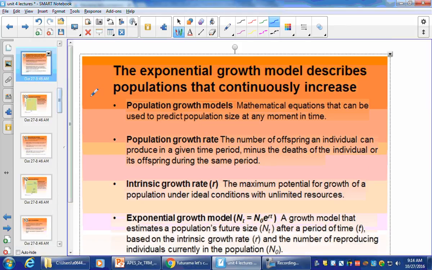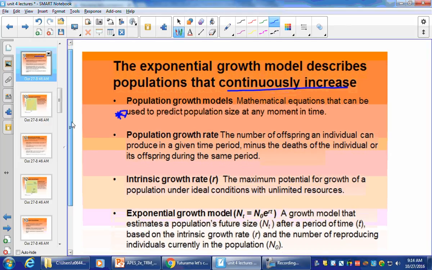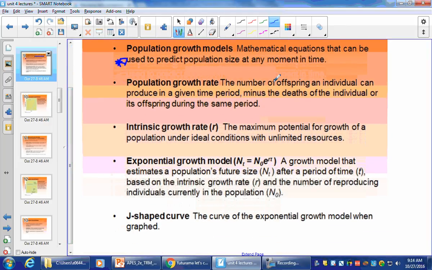All right. So exponential growth model describes populations that continuously increase. So this is really, really ideal. Okay? Population growth models, mathematical equations can be used to predict population size at any moment in time. And we're going to introduce this, and we're going to do a little lab activity with this. So the population growth rate, you see this right here, we're getting into some numbers and variables. Don't be too afraid of them, they're really not that bad.